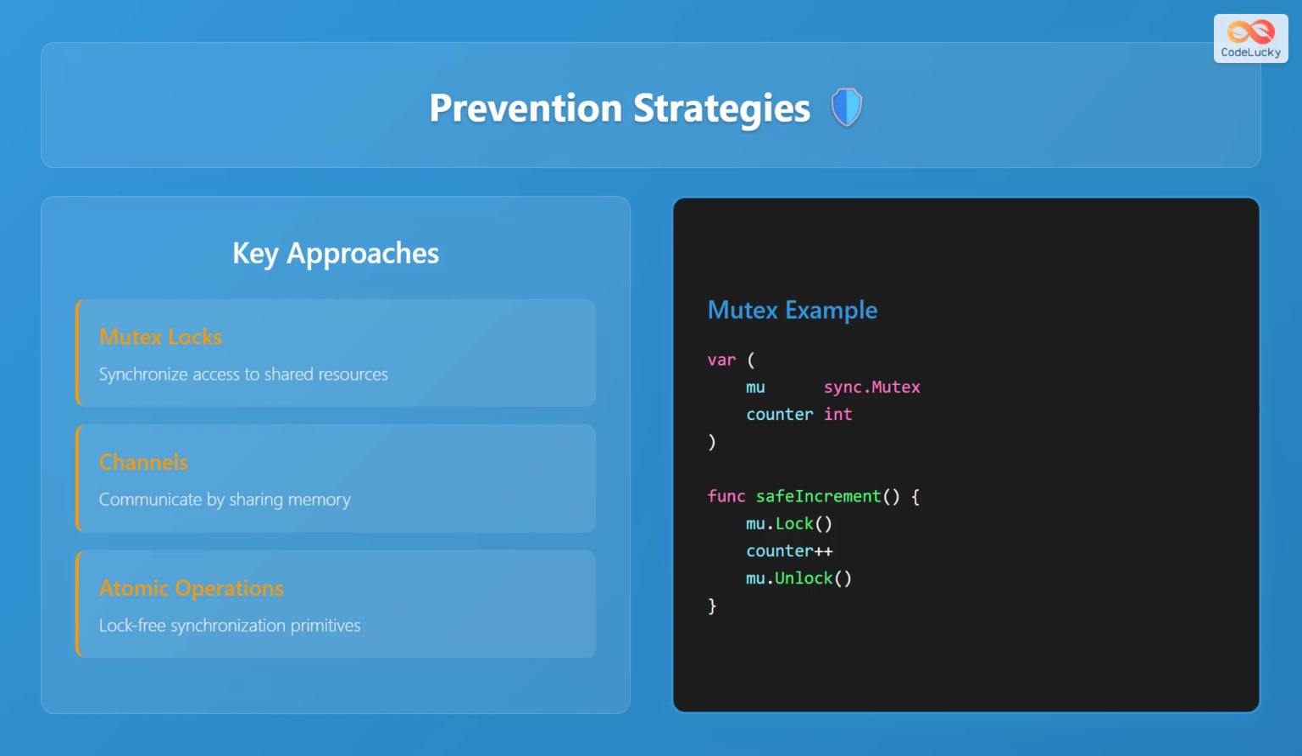There are several strategies to avoid data races and race conditions in Go. The main approaches include the use of mutex locks, channels, and atomic operations. Mutex locks synchronize access to shared resources, ensuring that only one Go routine can access a particular section of code at a time. Channels enable communication between Go routines without sharing memory, which helps to avoid direct access to shared variables. Atomic operations are lock-free synchronization primitives that provide atomic reads and writes, ensuring that operations are performed as a single indivisible unit. In this example, the mutex lock is used to protect the counter variable when incrementing it.